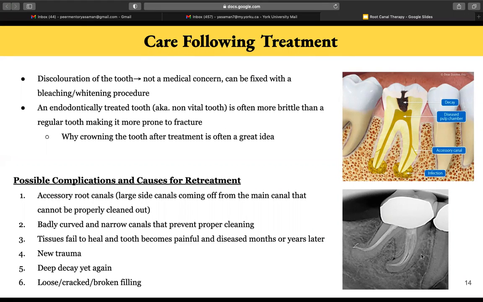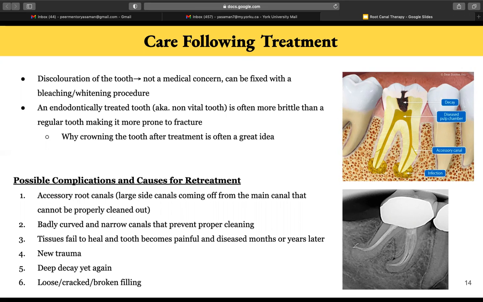Okay, so the next step was to discuss the care following the treatment. So now the procedure was done, the root canal was done, and what now? What are the possible things that can happen now, and how do we deal with that? One possibility is discoloration of the specific tooth. Again, this is not a medical concern. It's nothing the patient should be worried about. It can be fixed with a very simple bleaching and whitening procedure.